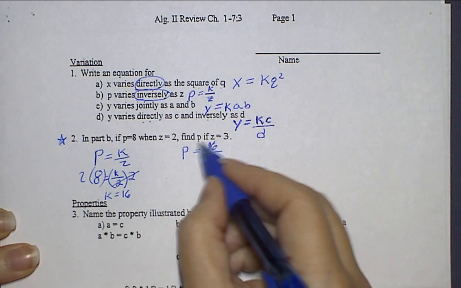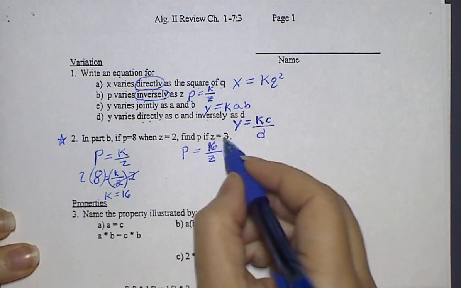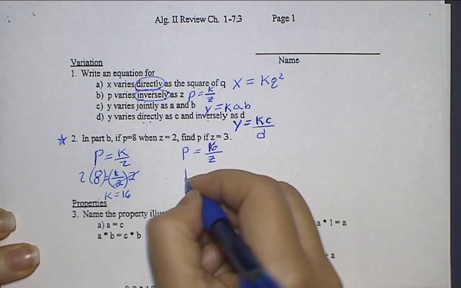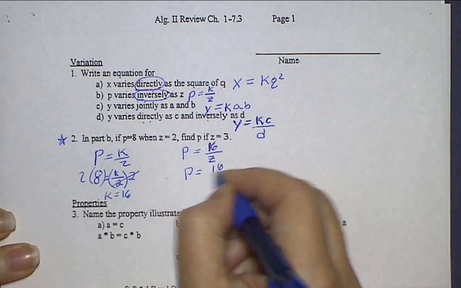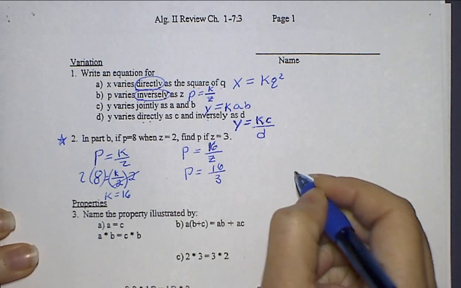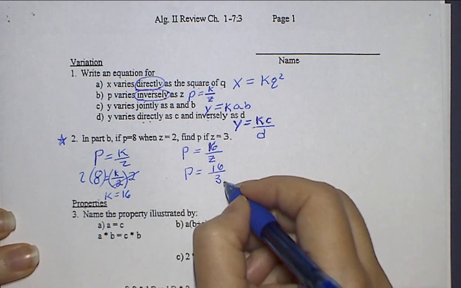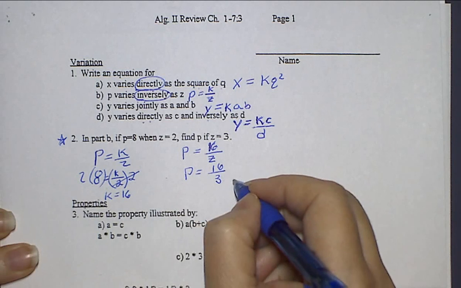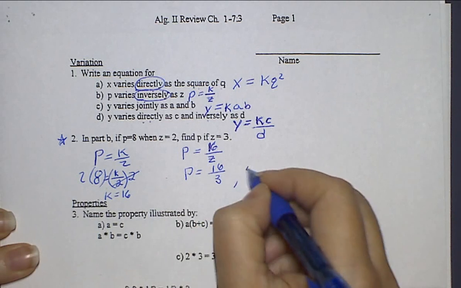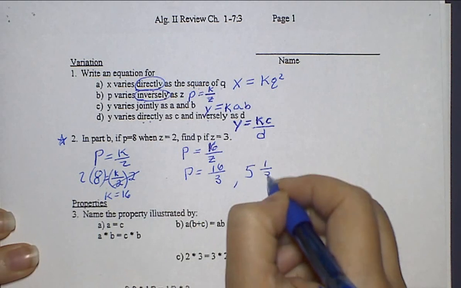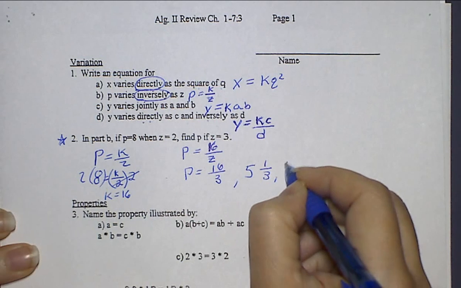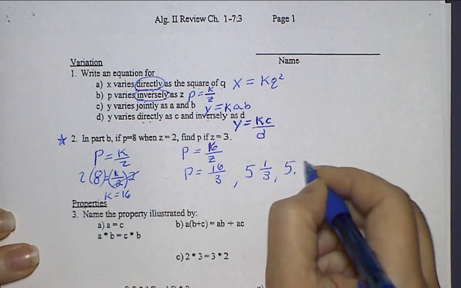And now it says find p if z equals 3. So now we go p equals 16 divided by 3. Or maybe sometimes you'll see it as 5 and 1/3, and that also equals 5.3.